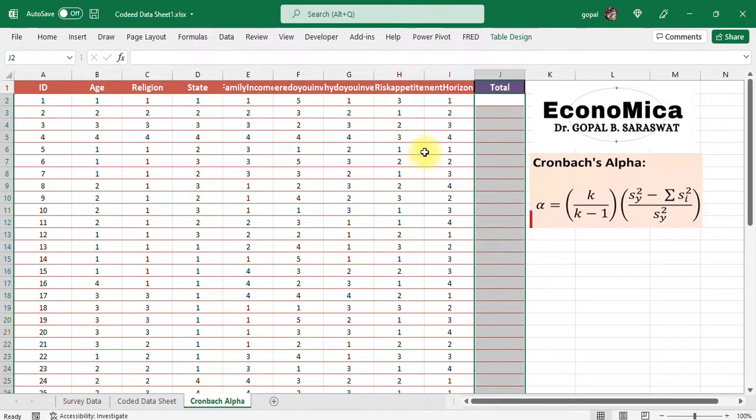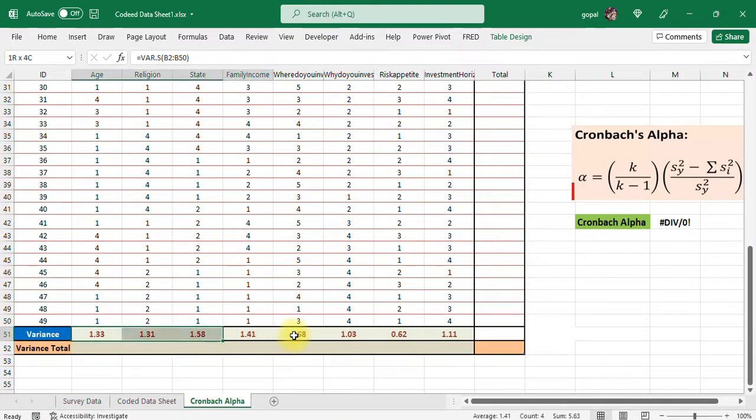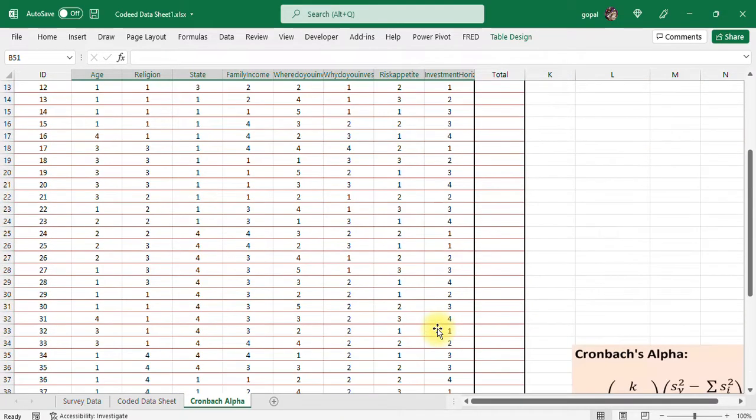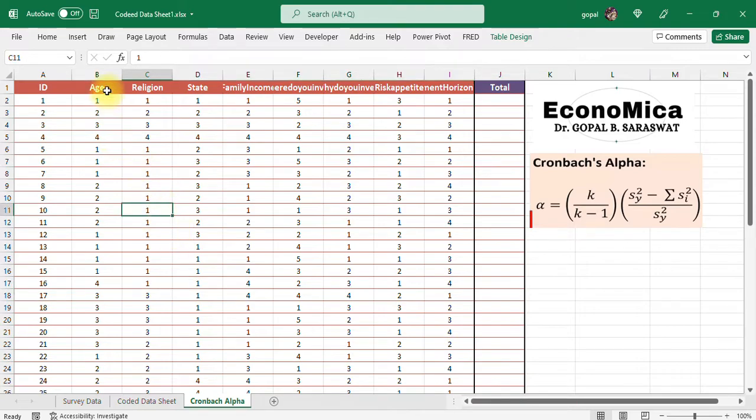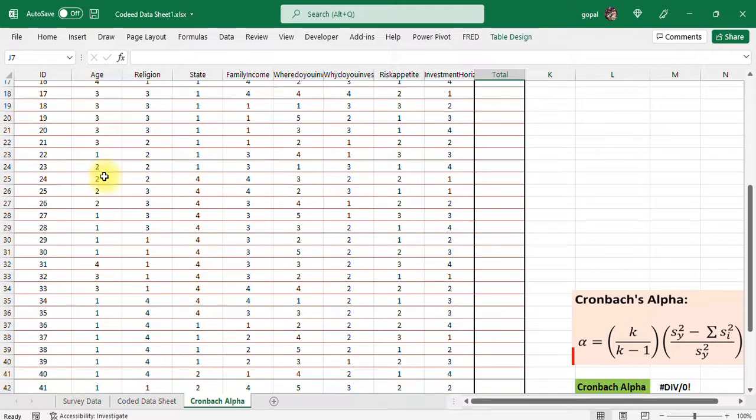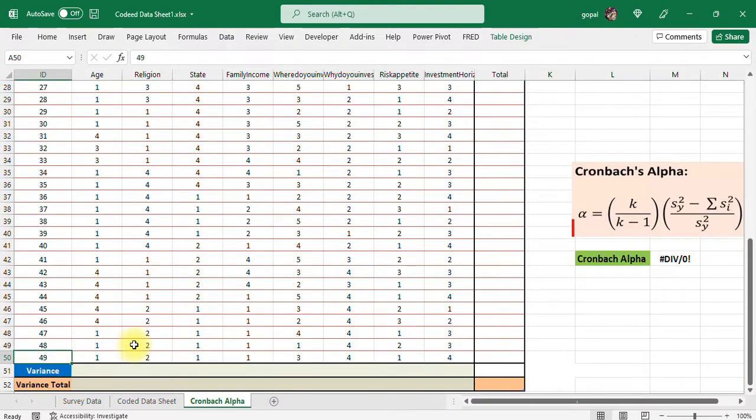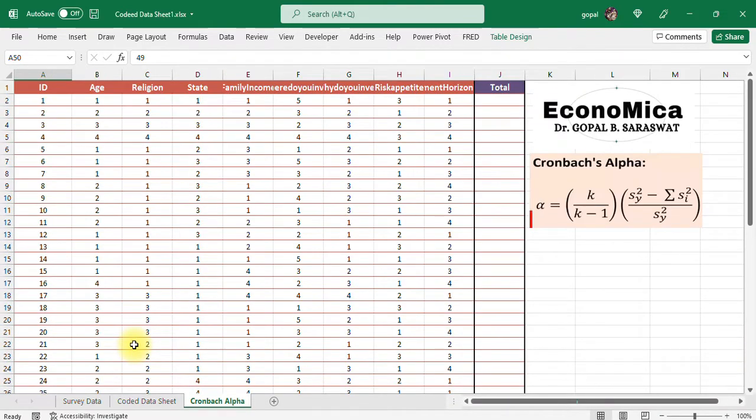I am just deleting my responses first so that I can calculate it for you. Here you can see I removed gender from this particular category, age, religion, state. So in total I have 8 variables. So my k is 8 and k minus 1 becomes 7. Then comes variance, which I need to calculate. For that, I have 49 responses to this pilot study.